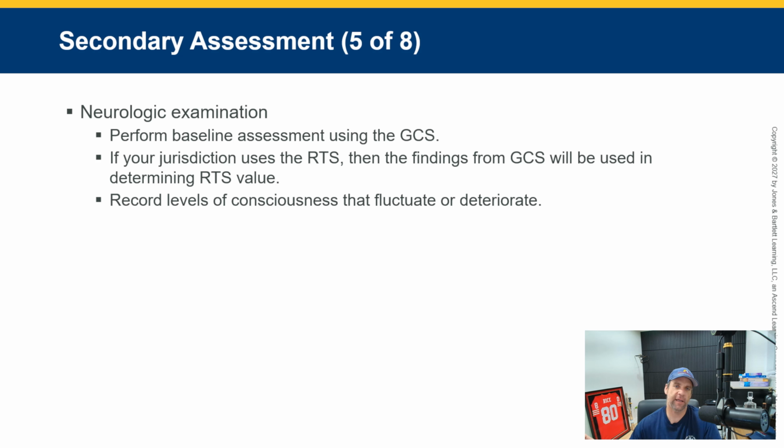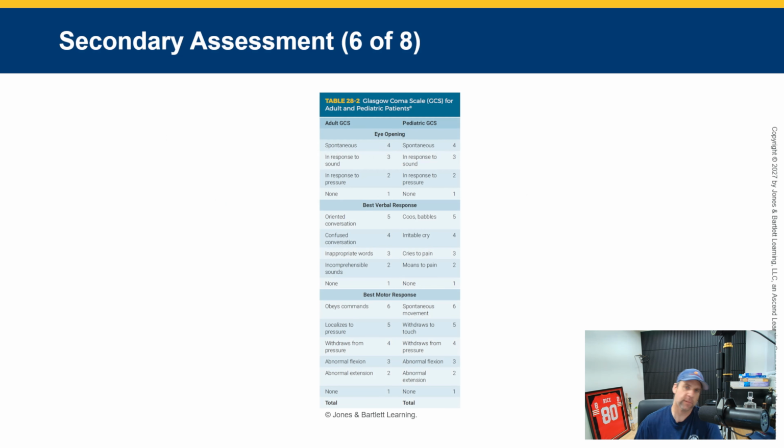And if your specific system allows it, you're going to use a revised trauma score, and the GCS just becomes a part of that entire calculation. So again, a little deeper into the GCS, the Coma Scale. Again, it's an eyes, verbal, motor kind of system.